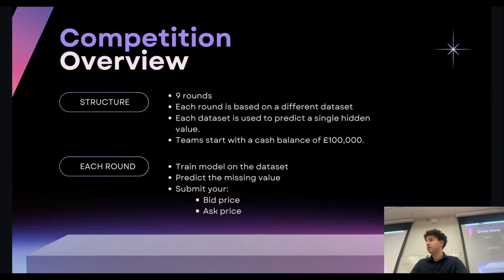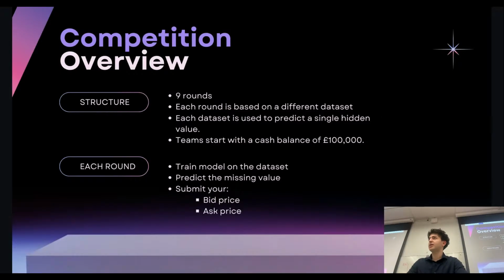Once you've trained this model on this data set, there's a single value that you have to predict. The market is going to be around this value, and this is the value that you're going to trade. Every team is going to start with a cash balance of £100,000, and you just have to try to grow it as much as you can without running out of money.